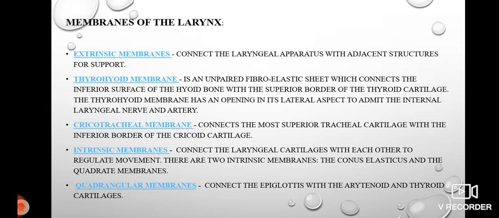And we have here the cricotracheal membrane. The cricotracheal membrane connects the most superior tracheal cartilage with the inferior borders of the cricoid cartilage. We also have intrinsic membranes, which connect the laryngeal cartilages with each other to regulate movement. There are two intrinsic membranes, the cricovocal (elastic) membrane and the quadrangular membrane. The quadrangular membrane connects the epiglottis, the arytenoid, and the thyroid cartilage.